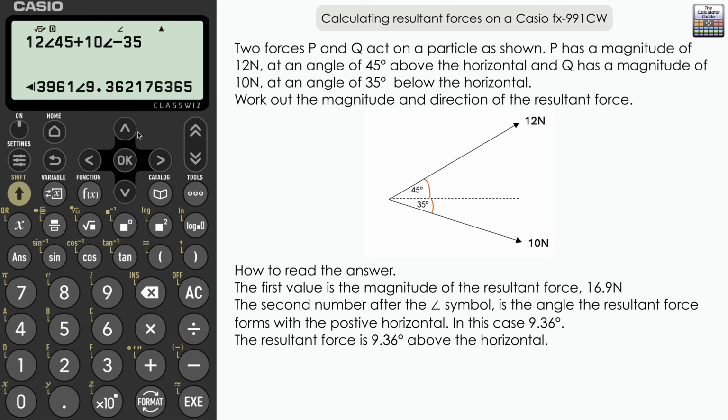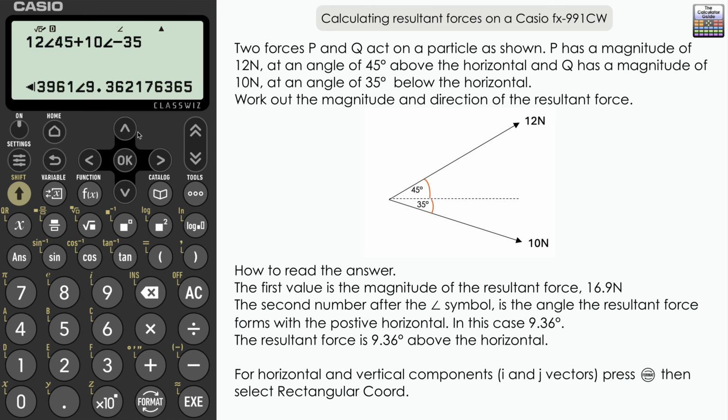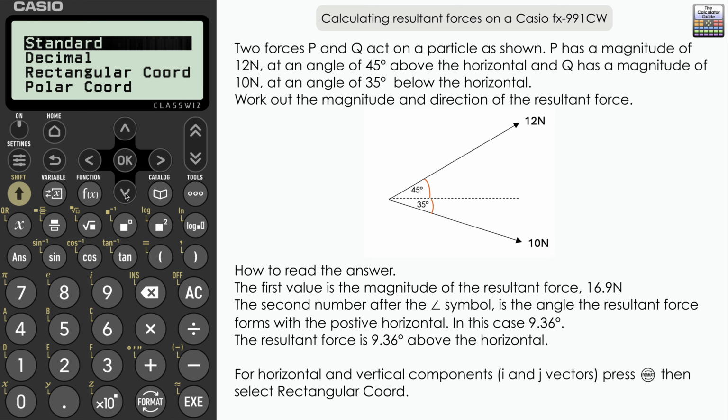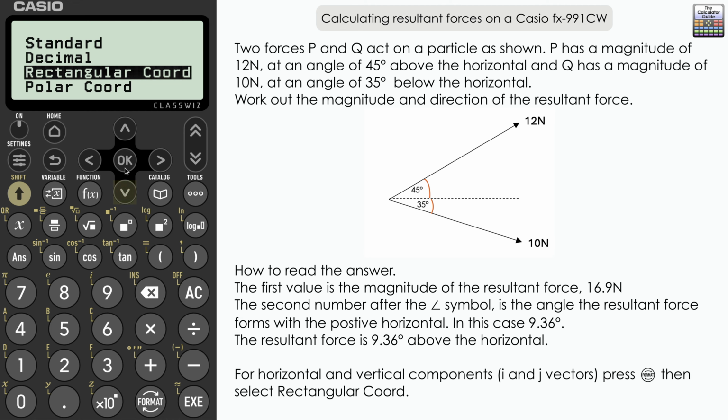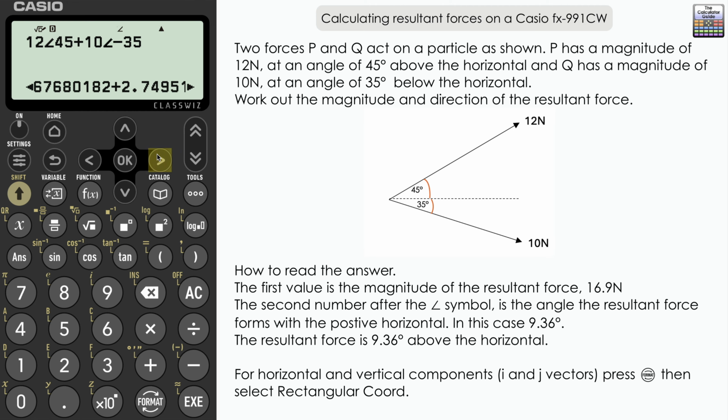Incidentally, if you did want that broken down into horizontal and vertical components of the resultant force, what we can do is press Format and then select rectangular coordinates and press OK. We have the first value here, 16.6 and so on newtons. Well, that is the force in the I direction, the X direction, plus 2.749 and so on is the resultant force in the J direction or the Y direction. And so it's broken down there into horizontal and vertical components if so needed.